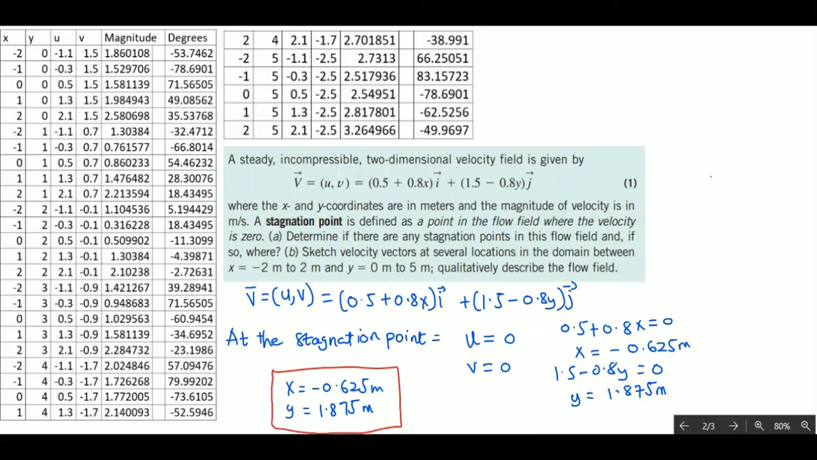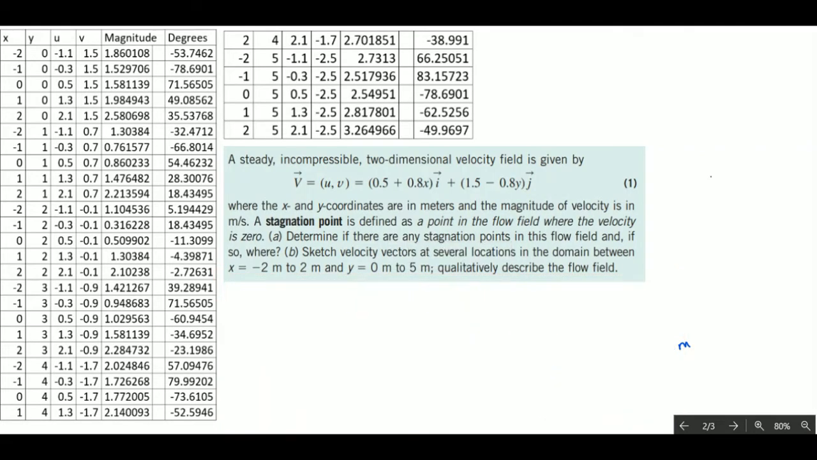So now let's look at B. B says that we should sketch velocity vectors at several locations in the domain between x equals -2 to 2 meters and y equals 0 meters to 5 meters, and then we should qualitatively describe the flow field. So let's look at how you are going to solve this also.